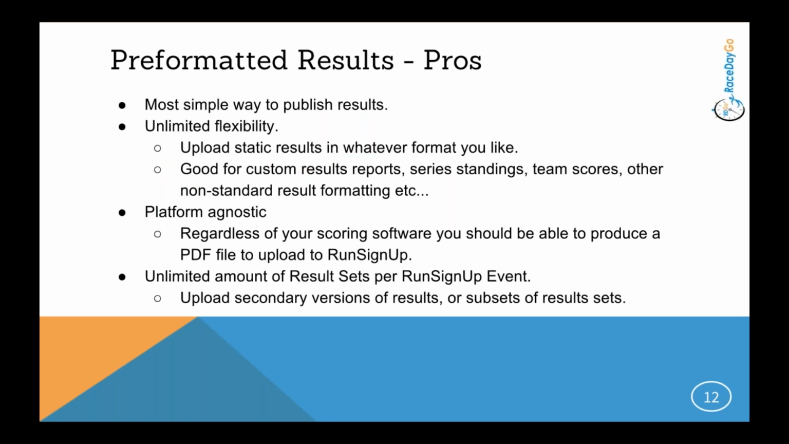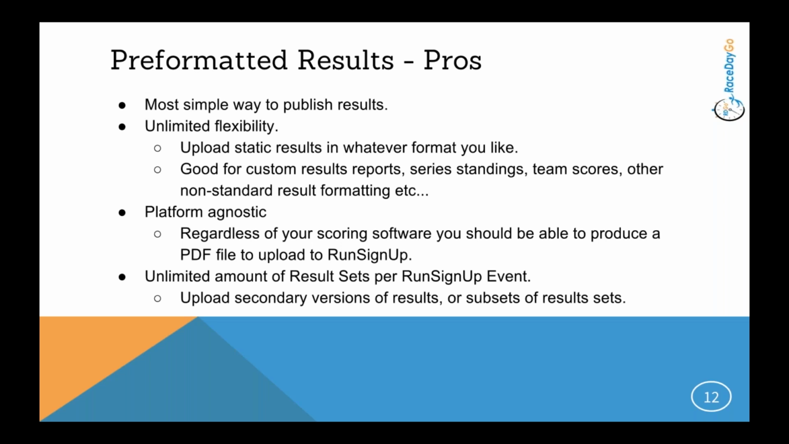So pros, it's the most simple way to publish results. And all it really is, you grab a file and you say upload that file, you say what year it is and what event it's regarding, and it's up. You don't have to map headers or anything like that. There's unlimited flexibility. You can upload static results in whatever format you like. It's good for these custom results reports, series standings, team scores, other non-standard result formattings, etc.